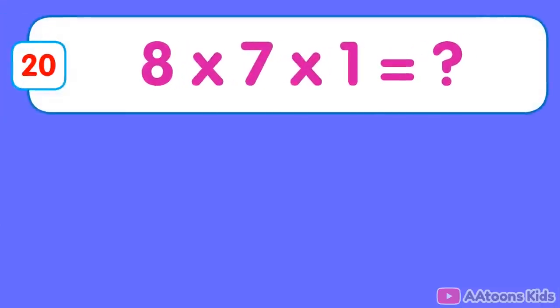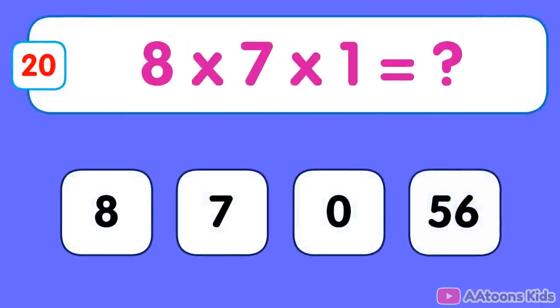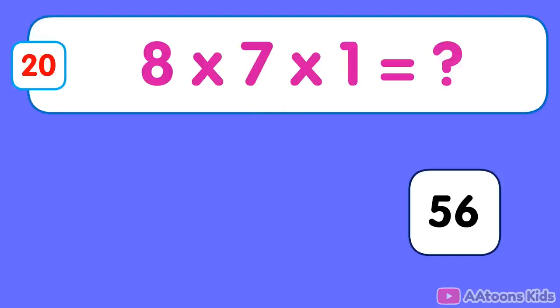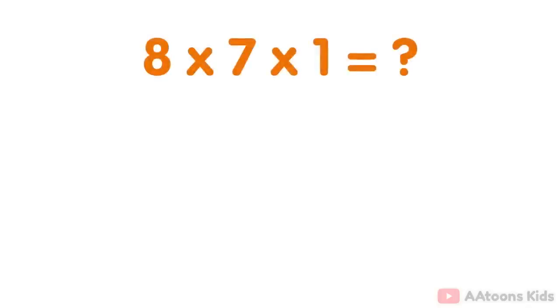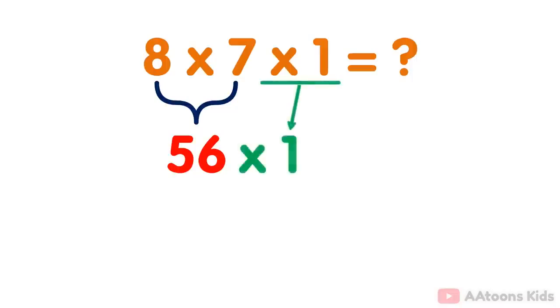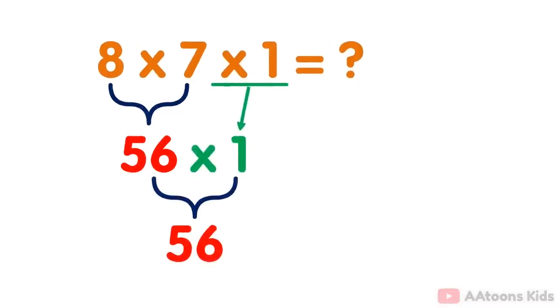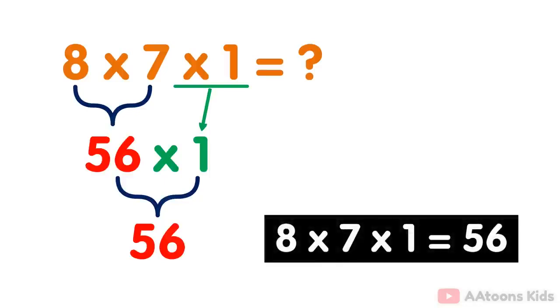8 multiplied by 7 multiplied by 1. 56. Simply multiply the numbers 8 and 7, which equals 56. Then you multiply the result 56 by 1. You will get 56. Therefore, the answer to 8 multiplied by 7 multiplied by 1 is 56.